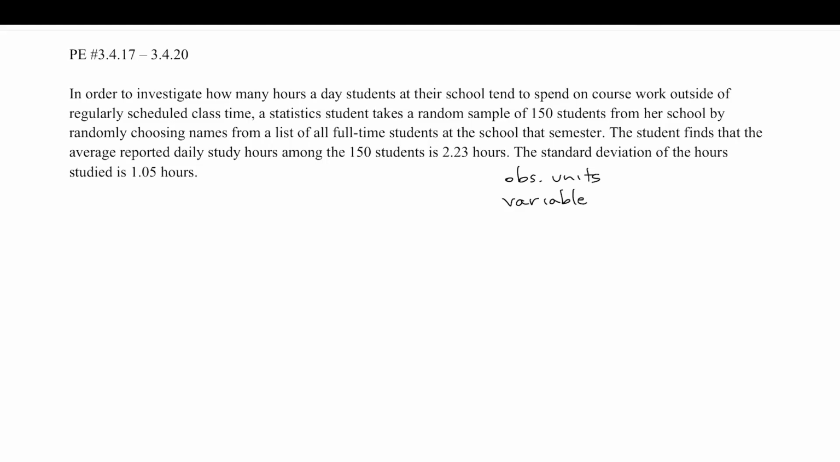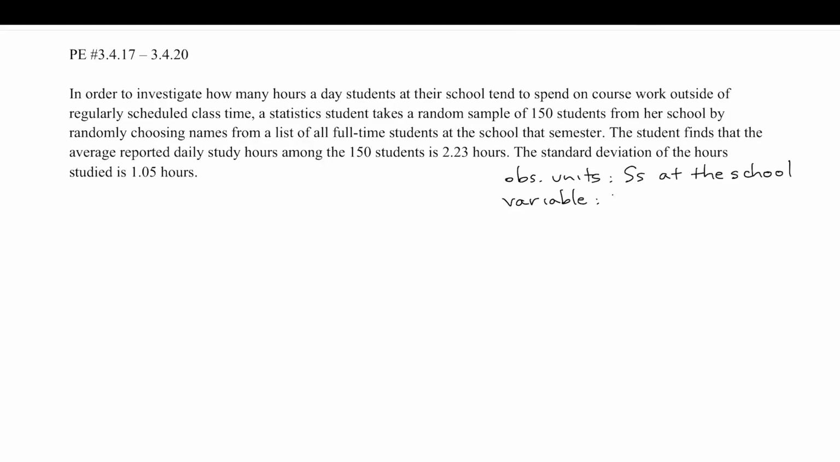So I strongly recommend that you pause the video and work these out for yourself, and then come back and see how you did. So the observational units are, I'm going to abbreviate here, students at the school. And again, if you said the 150 students that were surveyed, that is a beautiful, perfectly correct answer as well.